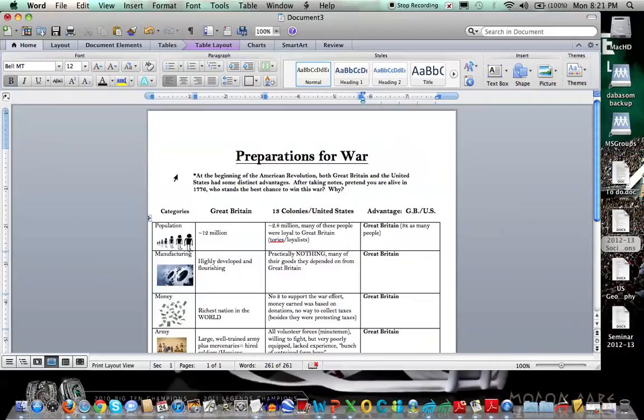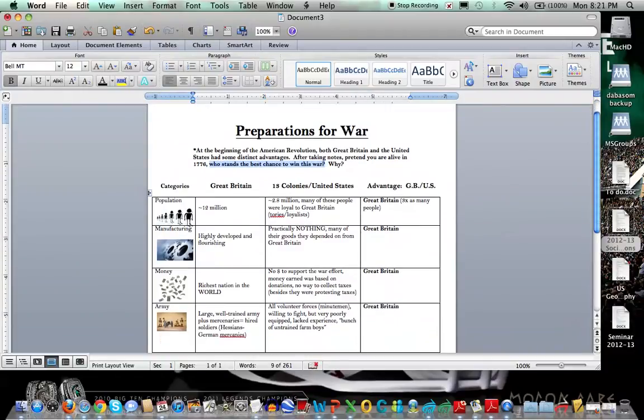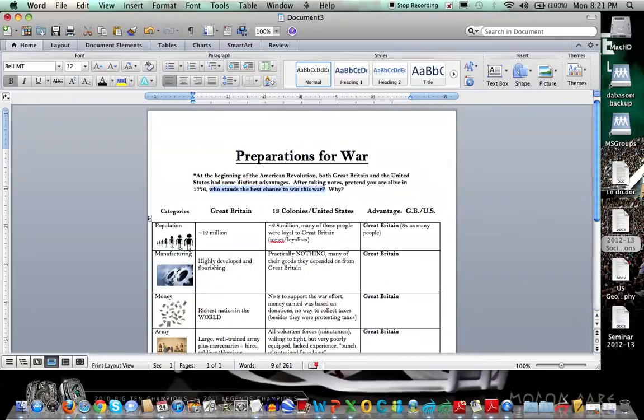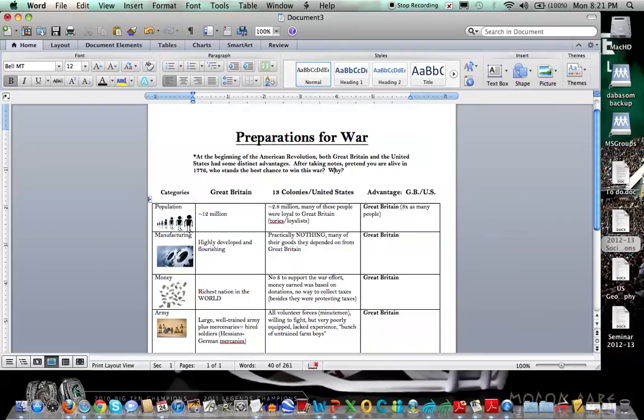I want you again to take a look. At the beginning of the Revolution, both Great Britain and the United States had some distinct advantages. After taking notes, I want you to pretend you're alive in 1776. Who stands the best chance to win? I would hope at the end of these notes that you realize that Great Britain had the greatest chance of winning. Why? Take a look at all the different advantages that they have.